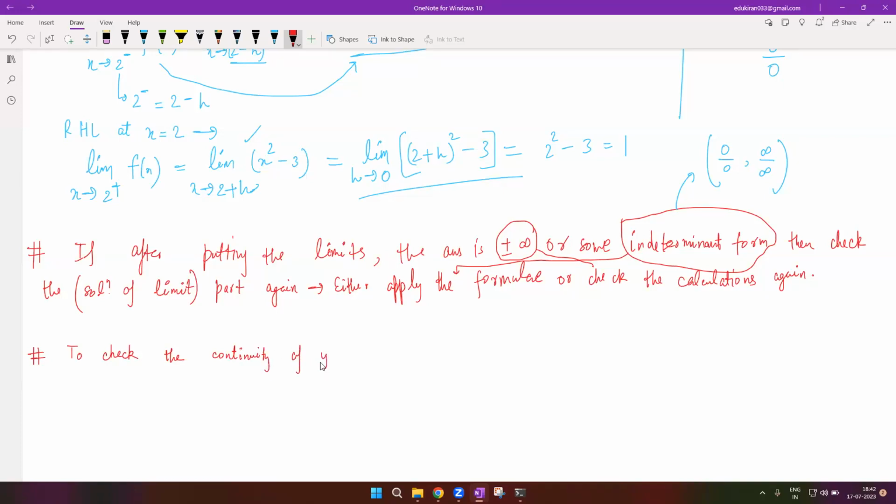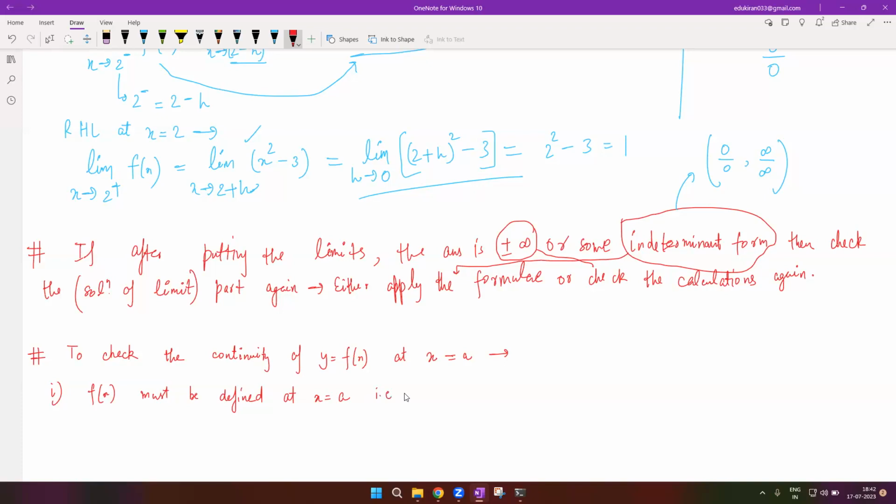of y is equals to f(x). Let's say we have a function y is equals to f(x), and we want to check whether this function is continuous or not at x is equals to a, some general point, right? So how do we check that? There must be two conditions. First, f(x), or whatever your function is, must be defined at x is equals to a. We should have some value for the function at this point.